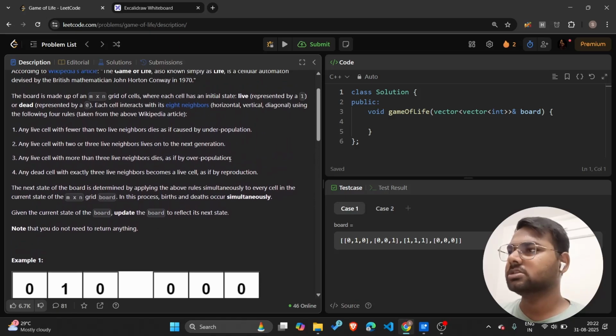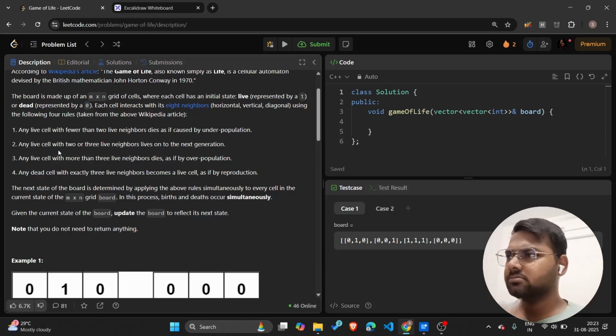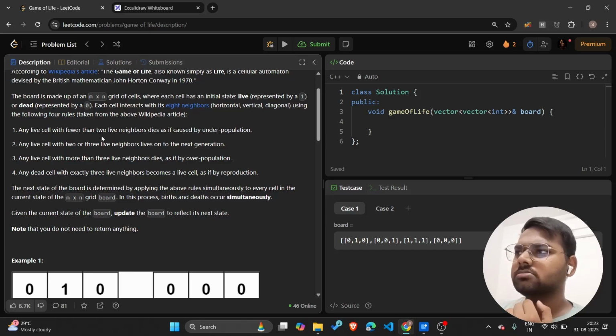Understood? Yeah. So we have four rules using which we are going to give the next state, which is going to be the next stage after that particular stage. Here are the four rules, where three rules are for the alive cells and one for the dead cell. So for a living cell, what are the rules? If any living cell has fewer than two living neighbors, then it is going to die due to underpopulation. And if it has two or three living neighbors, then it is going to stay alive.